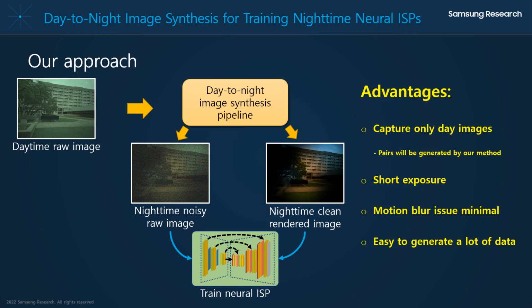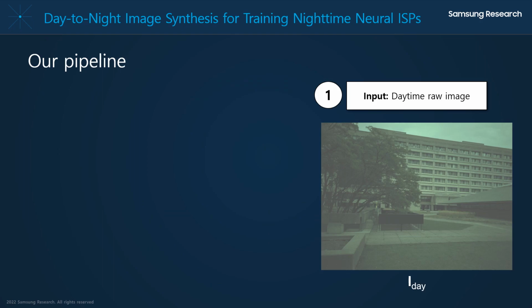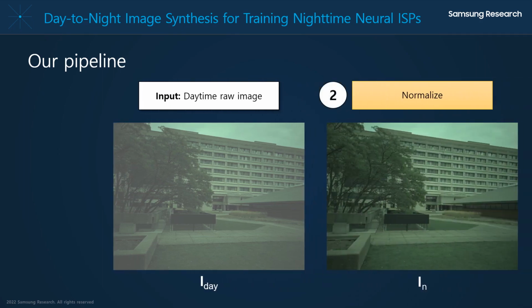Our method eliminates the need for paired data capture and does not require the scene and the camera to be strictly static. Our pipeline begins with the daytime raw image. We first normalize the sensor data.